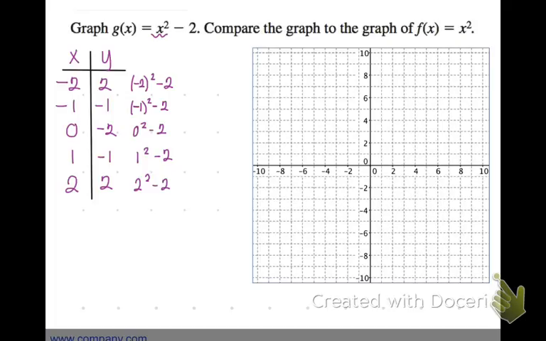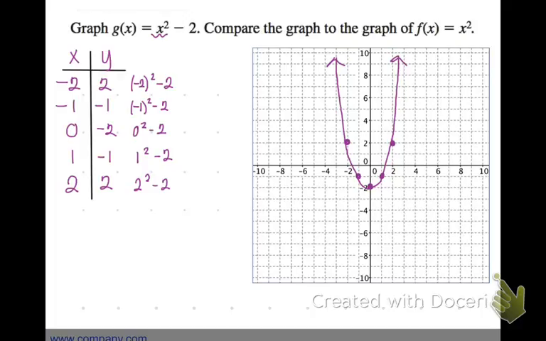So let's go ahead and sketch those points on our graph. So I have negative 2, positive 2, negative 1, negative 1, 0, negative 2, 1, negative 1, and 2, positive 2. So you can see that it has moved down. Now make sure again that your graph is a U, not a V, and make sure your arrows go all the way out to the edges of your graph.